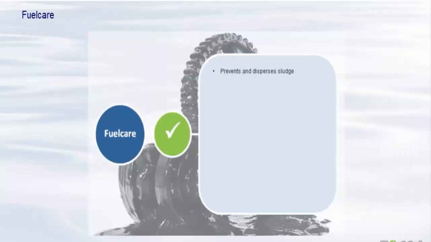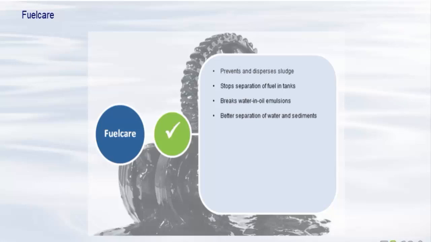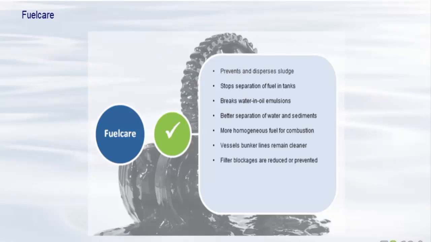Fuel Care prevents and disperses sludge, stops separation of fuel in tanks, breaks water in oil emulsions, and gives a better separation of water and sediments from oil. It also provides a more homogeneous fuel for combustion. Vessels' bunker lines remain cleaner, and filter blockages are reduced or prevented. Centrifugal water and contaminant separation is made more efficient, and all system components stay cleaner.